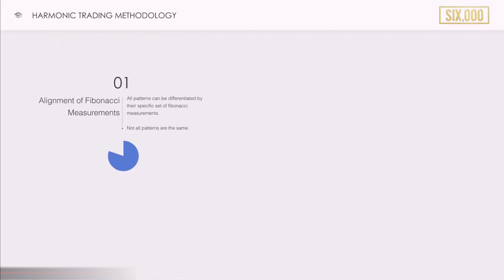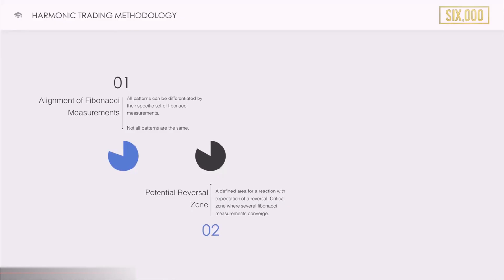Now, the harmonic trading methodology provides a framework unlike any other. It's extremely precise. It optimizes every instance of a trade, and I'm just going to highlight why it's so precise. We have the alignment of Fibonacci measurements, so all patterns can be differentiated by their specific set of Fibonacci measurements. Not all patterns are the same. I would go as far to say that no patterns are the same. Every single pattern has a different message. The potential reversal zone. This is a defined area for a reaction with an expectation of a reversal.